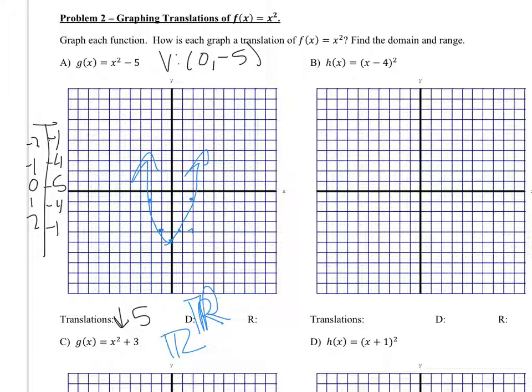But my range, how far down will I go? Well, the very furthest down it will go is this spot right here, and that's at -5. My graph is going above that, so it would be y is greater than or equal to -5.